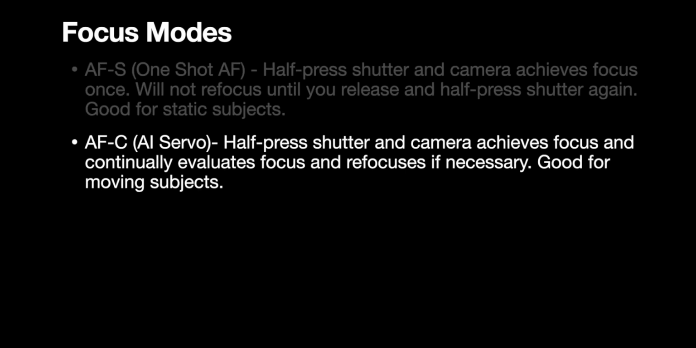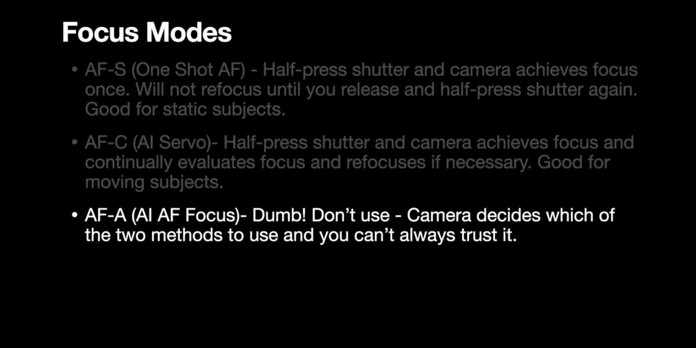Your other focus mode is AFC or AI servo, depending on your camera brand. You half press the shutter, the camera achieves focus, so right up to this point it's exactly the same as AFS, but then milliseconds later the camera rechecks that focus and, if necessary, adjusts. This is good for moving subjects, any speed, and if the photographer is moving.